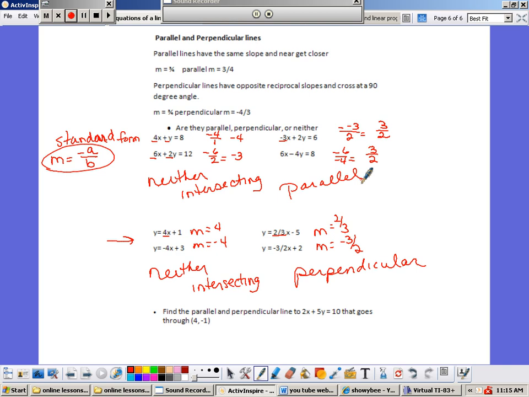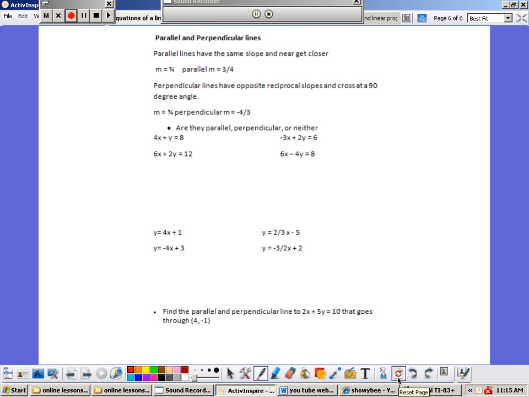Now, we're going to use this information to find parallel and perpendicular lines. Okay, we have a point x1, y1. We do not have a slope, so the first thing we have to do is find a slope. So I'm going to use negative a over b because it's in standard form. So negative 2 over 5 is my slope. So my parallel slope will still be negative 2 over 5. My perpendicular slope will be not negative but positive, and not 2 over 5 but 5 over 2.